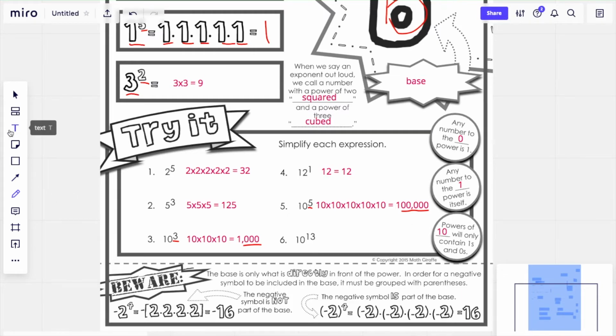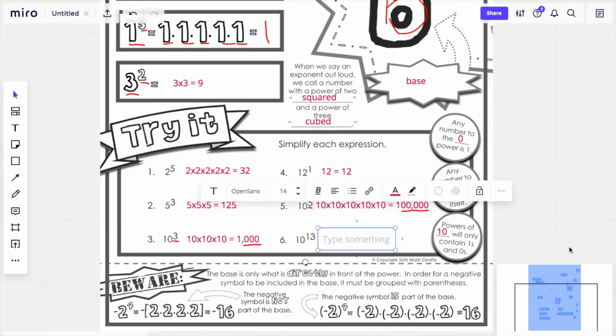But that is only for powers of 10. So let's look at number 6. We have 10 to the power of 13. Now instead of writing out 10 times itself 13 times and then multiplying, I can use that thing that we noticed and just add 1 and then 13 zeros after that to find what 10 to the power of 13 is.